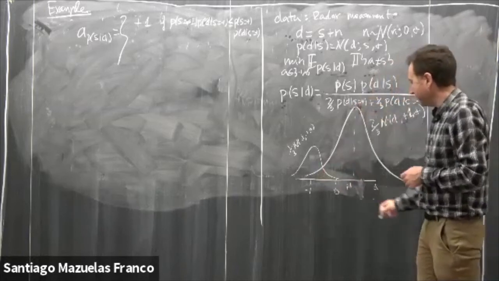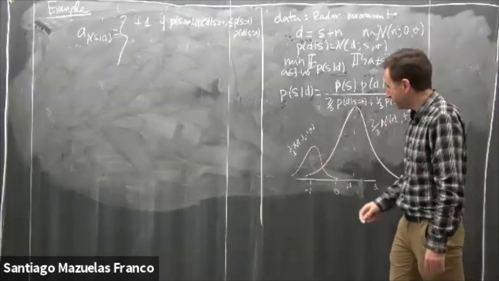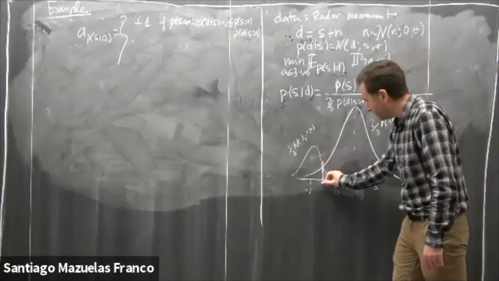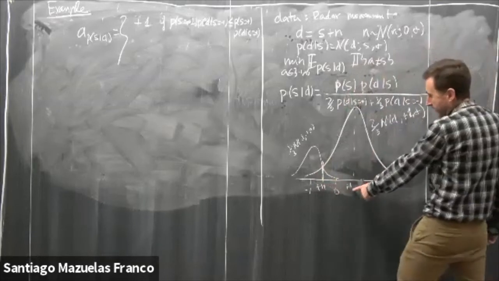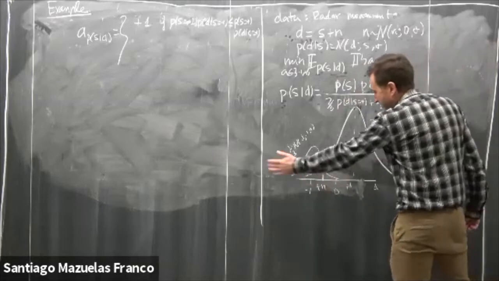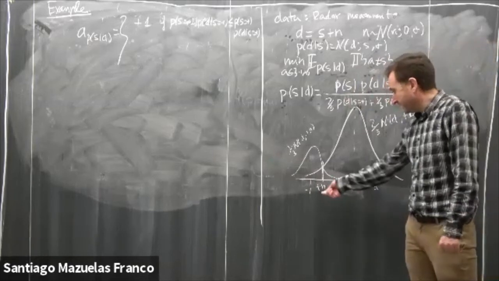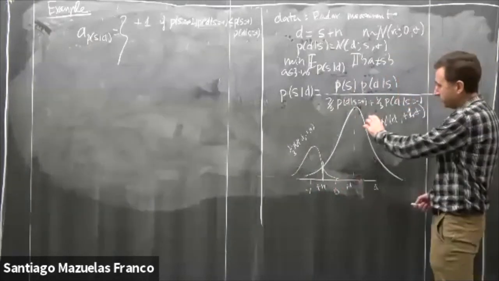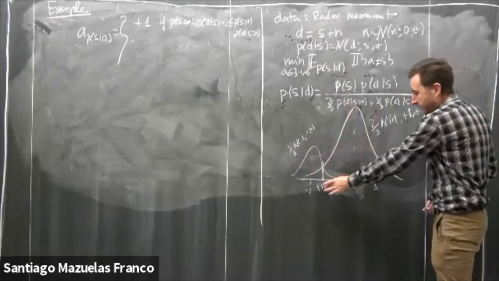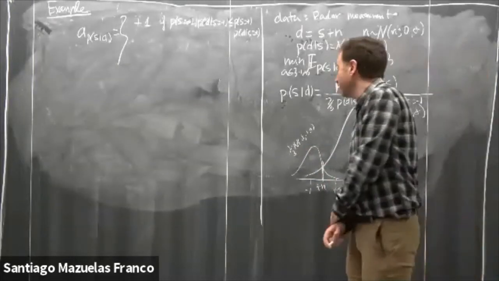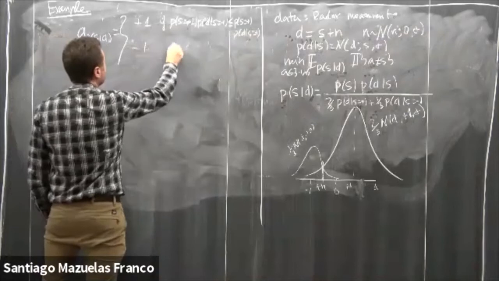So we will detect the case as danger coming from the right if this 2/3 times this quotient is bigger than this 1/3. So from this value to the right, let's call this the threshold. From this threshold to the right, we will guess that the danger is coming from the right. From this threshold to the left, we will guess it's coming from the left. In this case, the threshold is smaller than zero just because this 2/3 is bigger than 1/3. If we have the same probability for the two cases, the threshold will be in the middle. So if the radar tells us something positive, we will choose right. If it tells us something negative, we will choose left.